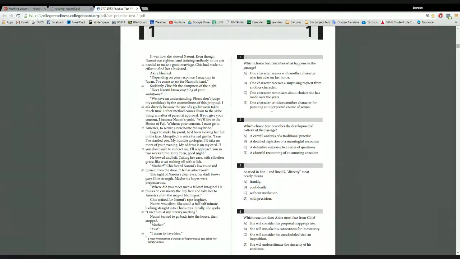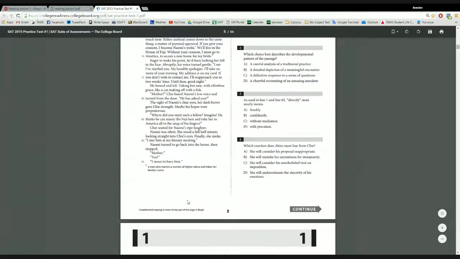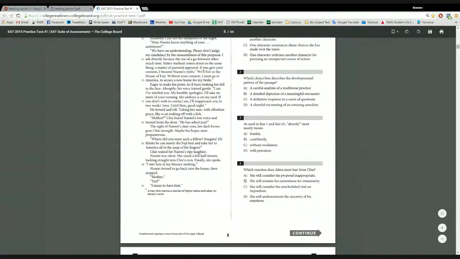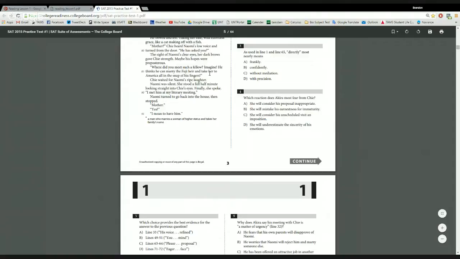Okay, which reaction does Akira most fear from Chi? Now, this question is also line-based, so there's actually a part in the passage that states exactly what we're looking for here, and that is right here. We have an understanding, please don't judge my candidacy by the singleness of the proposal. So, what does that mean? It means that she will consider this proposal inappropriate. She will mistake the earnestness for immaturity. Immaturity is kind of harsh, so that's out.